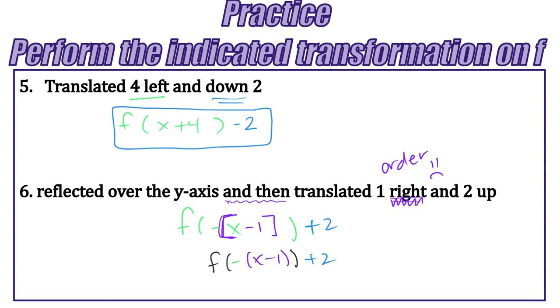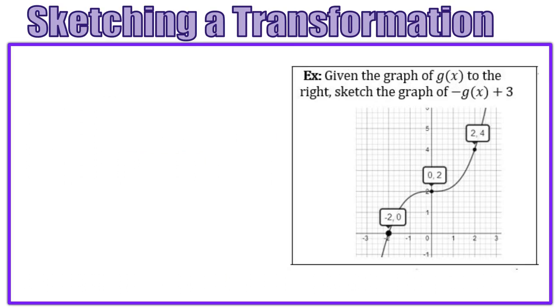Now let's tie this idea of transformations to graphs. So let's suppose we were given the graph of a function and we're being asked to sketch a transformation. When we're doing this, if we look at this particular example, we can see that we're going to reflect across the x-axis and we're going to translate up 3.